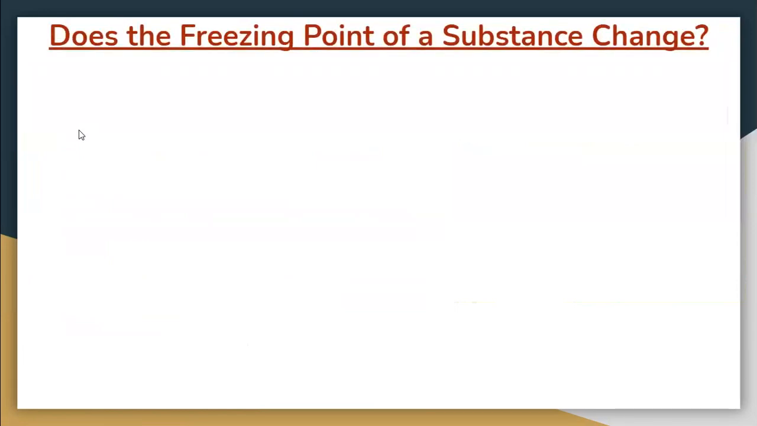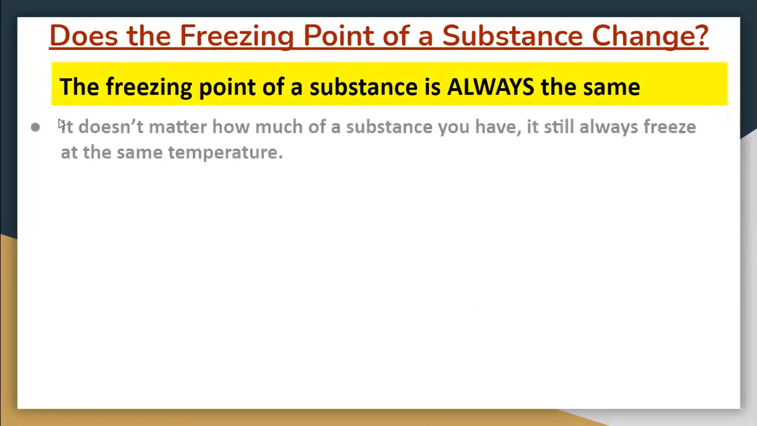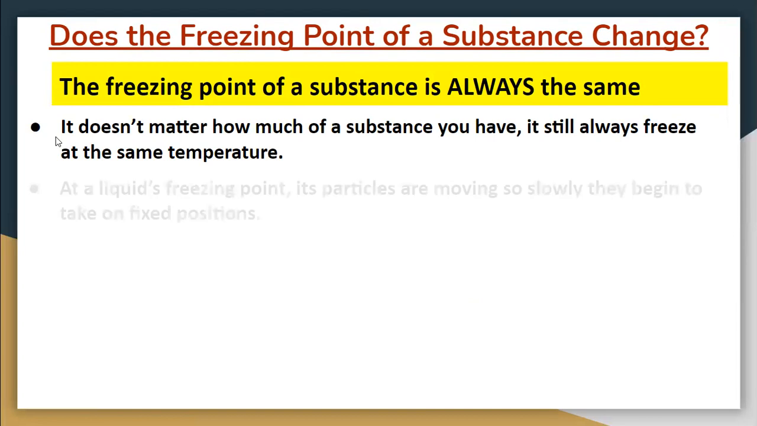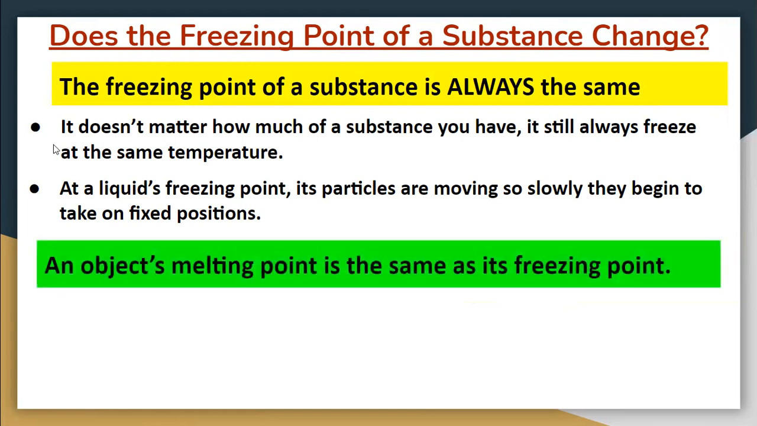Does the freezing point of a substance change? What do you think? No, the freezing point of a substance is always the same. It doesn't matter how much of a substance you have, it will always freeze at the same temperature. You could have a whole pond of water, or a glass of water, and it will freeze at the same temperature. At a liquid's freezing point, its particles are moving so slowly, they begin to take on a fixed position. An object's melting point, like I said, is the same as its freezing point.